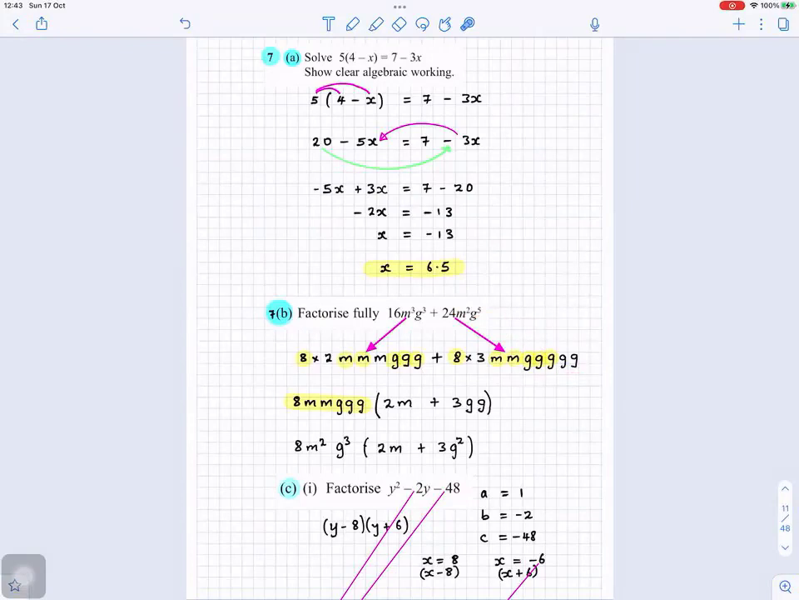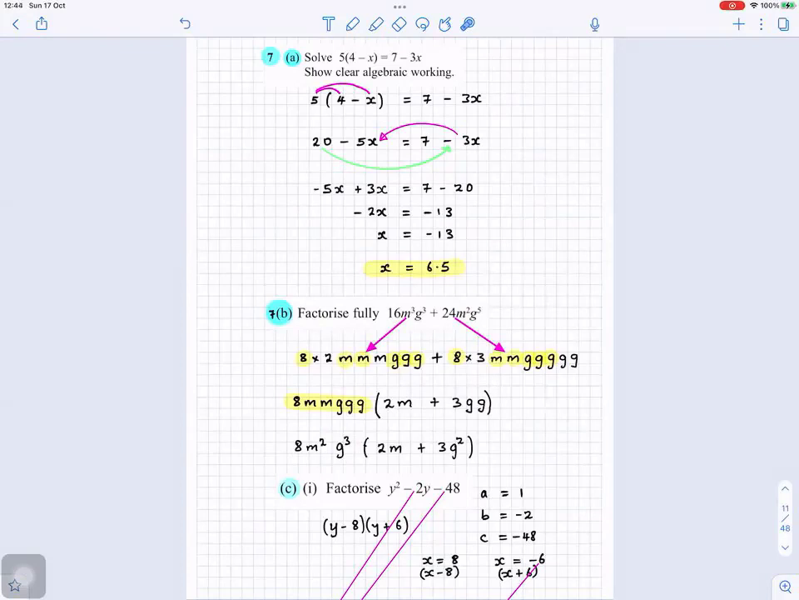What is common? 8 and 8. Take 8 out of the bracket. 1, 2 m's is common. So take 2m out of the bracket. There's this 3 g's, and you can take 3 of the g and take g cubed out of the bracket. So what you're left is 2 and m plus 3 and this g and this g. So it's 8m squared g cubed bracket 2m plus 3g squared.